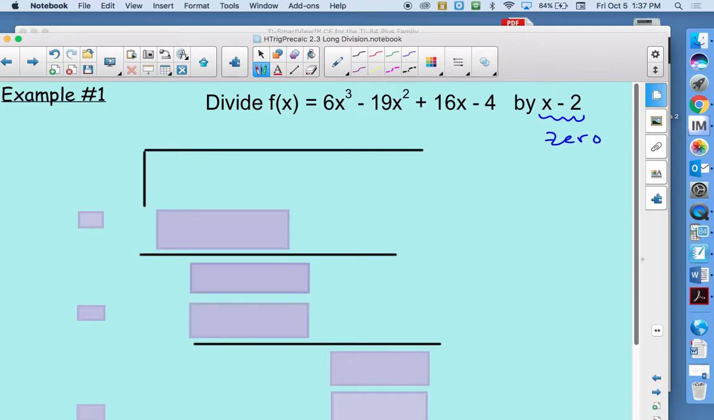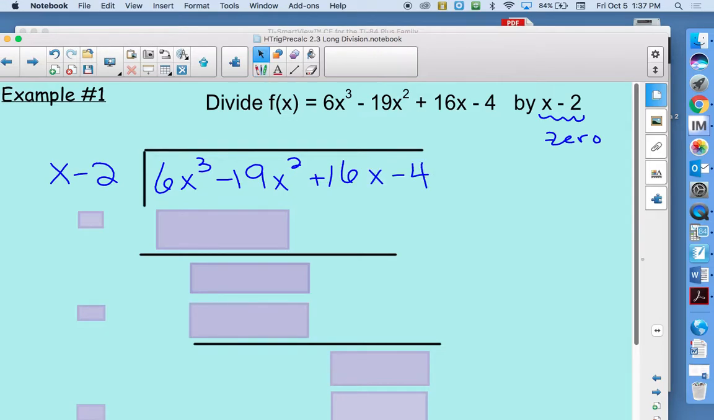Now it's written in factor form. That's going to become our divisor. So we're going to put that outside. So make yourself a nice big division bar. And then underneath, we have the 6x cubed, 19x squared, and so on.